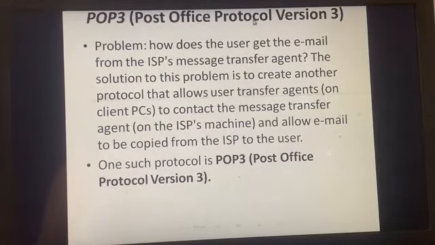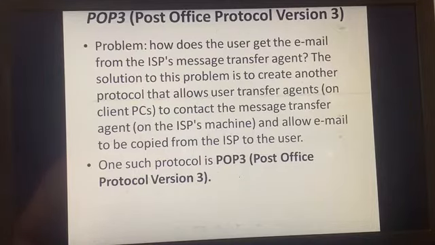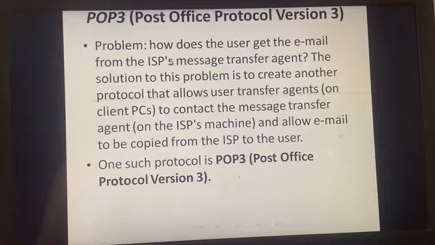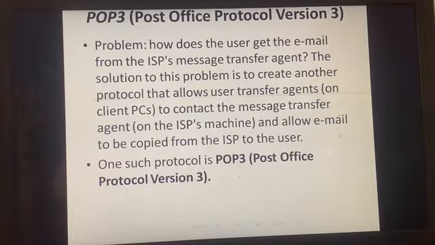The next protocol that we are going to see today is POP3, which I have mentioned in previous classes. That is the Post Office Protocol version 3. As we saw with SMTP working, there is one problem: how does the user get the email from the ISP? This ISP is the internet service provider's message transfer agent. There are user agents, and then there are message transfer agents. So these were the two parts.